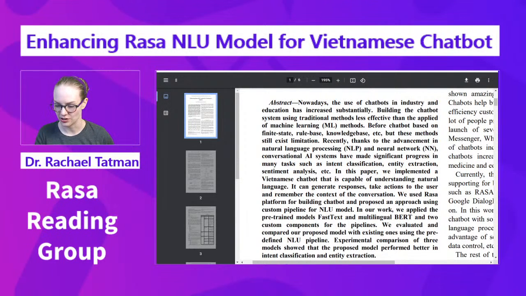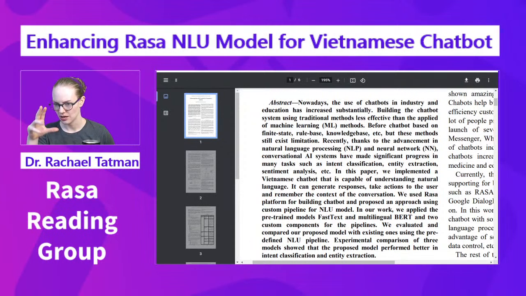pipeline. Okay, so they're using Rasa NLU, and then they're using fast text, which is an embedding. And I think I know Vincent messaged me about this. We might have Vietnamese embeddings in the Rasa NLU GitHub repo. And multilingual BERT, the big transformer language model, and 2 custom components for the pipelines.